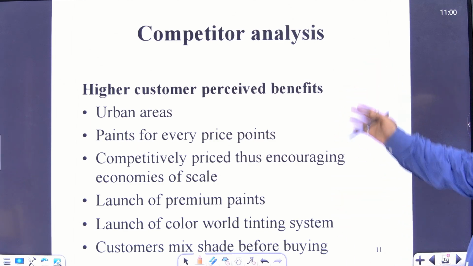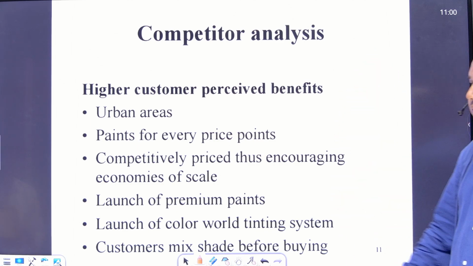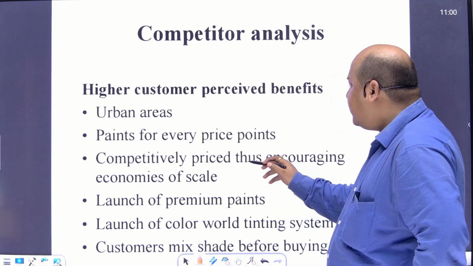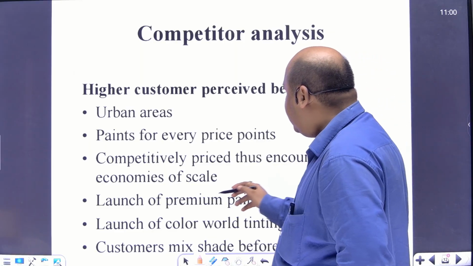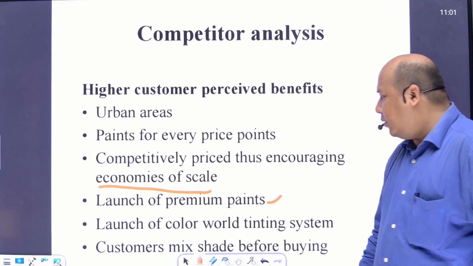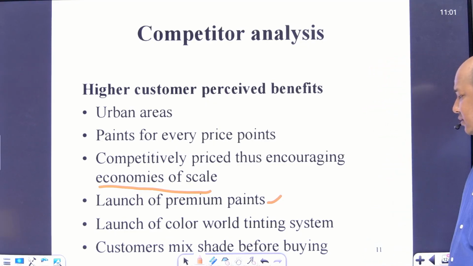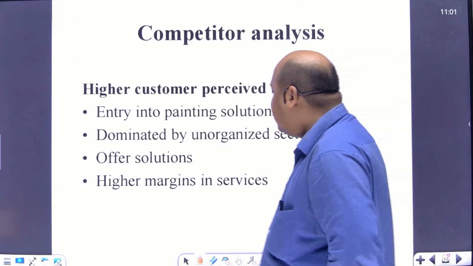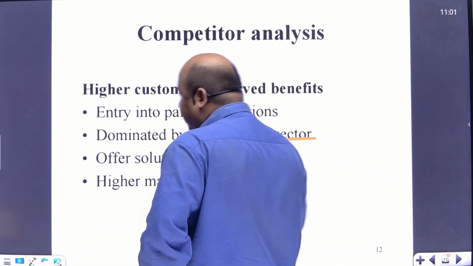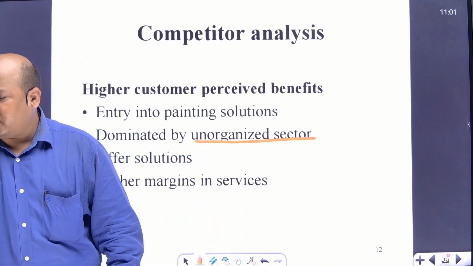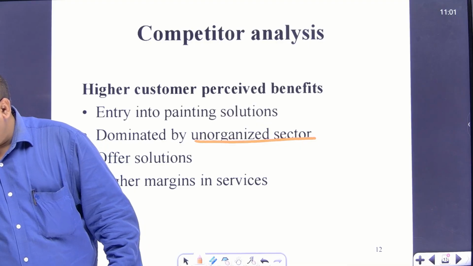And when we talk about the complete analysis, higher customer perceived benefits are there, and competitive price is there, thus increasing economies of scale. Launch premium paints, that is, premium paints are important. Launch of colour paint, tinting system, where the customer mixes it before buying it, and higher customer perceived benefit. Entry into painting solutions dominated by the unorganized sector. Why are unorganized sectors important? There are two types of sector. One is organized, another is unorganized. You need to understand the market share first of all.